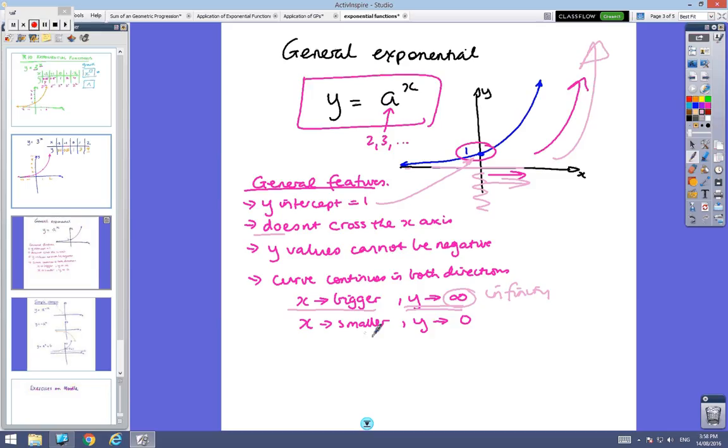But as x gets smaller, y approaches 0. So as you go backwards this way, the curve gets closer and closer to 0. But it actually doesn't get there. Okay, so copy that and then come across.